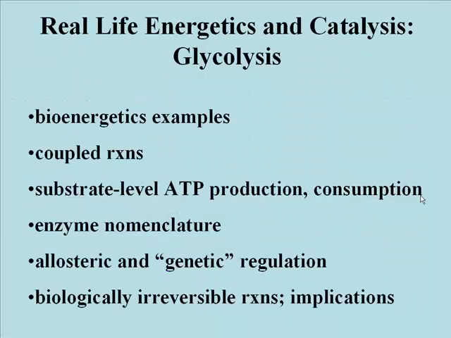We're going to look in the next few presentations at glycolysis, and we're going to use glycolysis to illustrate some real-life bioenergetics examples. We're going to discuss the role of coupled reactions in making energetically unfavorable reactions proceed. We're going to look at something called substrate-level ATP production. We're going to briefly look at a few enzymes by name and try to understand why they were called what they are called. We are going to see some real-life examples of allosteric regulation and also an example of something that I call genetic regulation. And we're going to look at biologically irreversible reactions and their implications.